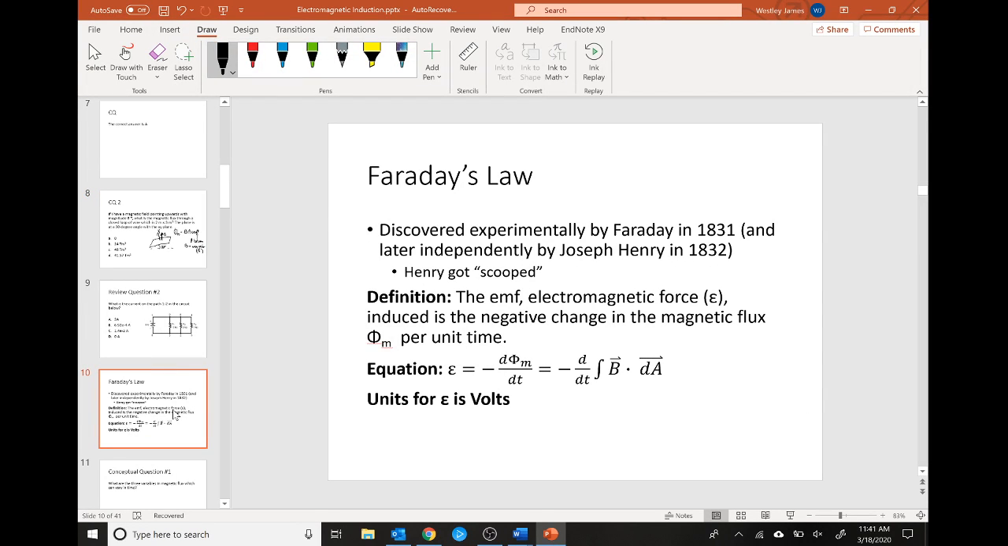So moving into Faraday's Law, the title of this section, discovered by a guy named Faraday. Surprise, surprise, it's named after him. This is the classic with physics: if you discover something, you get something named after you. A little fun fact is that it also got discovered by a separate person named Joseph Henry in 1832. And so Henry got scooped.